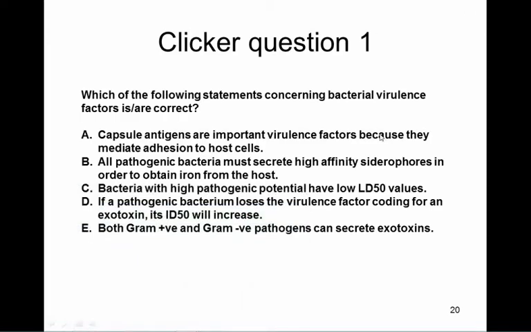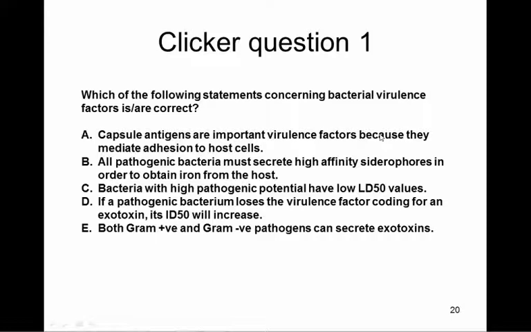So let's think about these questions now. Let's do this by a show of hands. All right, capsule antigens: they're important because they mediate adhesion. Who says yes? Who says no? You're right, it's not that. B. Who says yes? Who says no? You're right, okay? Siderophore or something else. C. We just answered that one. Okay. D. E. Who says yes for E? Yeah, you're right. Gram-positive and gram-negative secrete exotoxin.